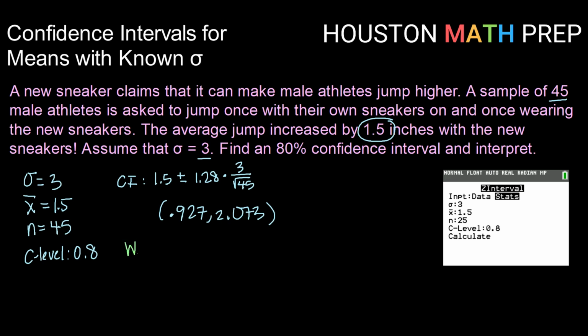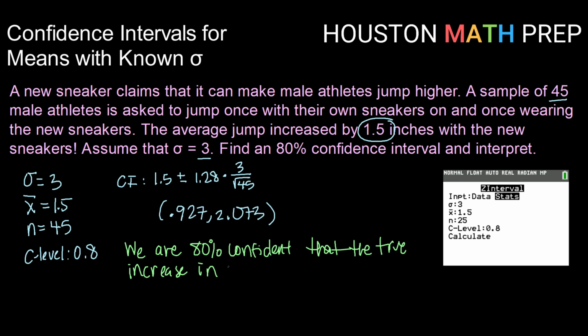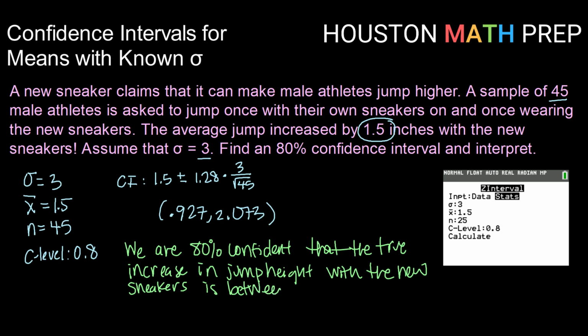Now, to interpret that, we want to report the level of confidence, the confidence interval, and the context of the problem. So we are 80% confident that the true increase in jump height with the new sneakers is between, and then state your interval, 0.927 and 2.073 inches.